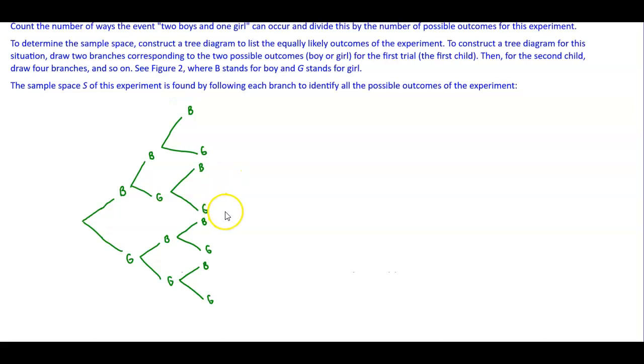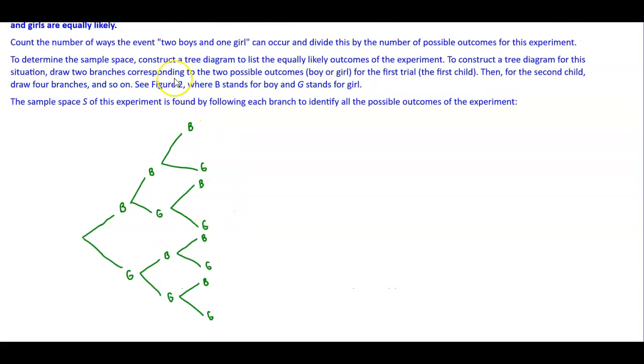So now, why do we stop here? Well, because the event is asking us for 2 boys and 1 girl, which means that we want 3. So therefore, if we take a look at this here, we have 3 boys. So that means that the first one of our sample space is going to be 3 boys.